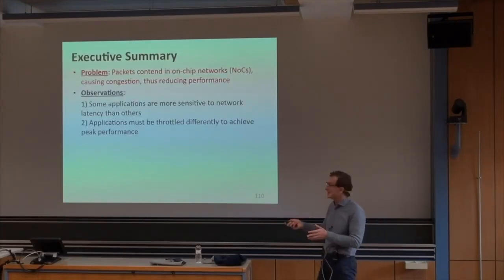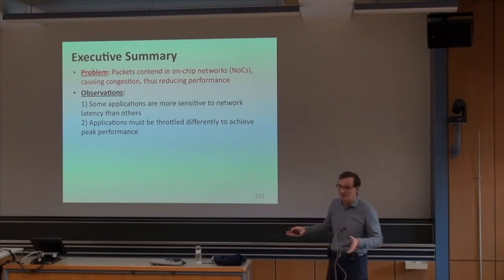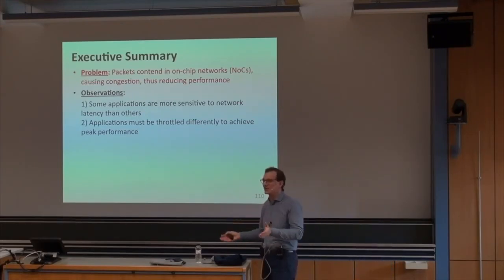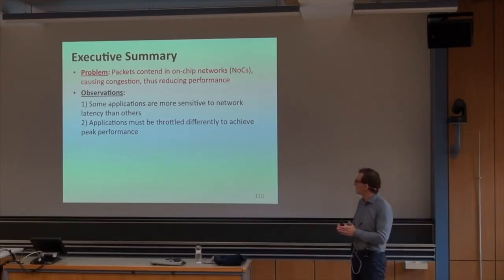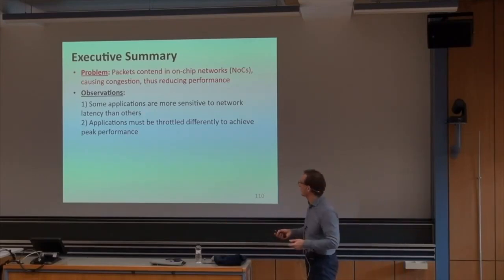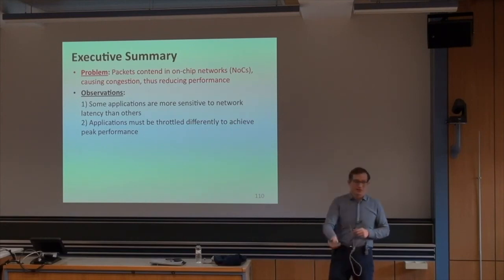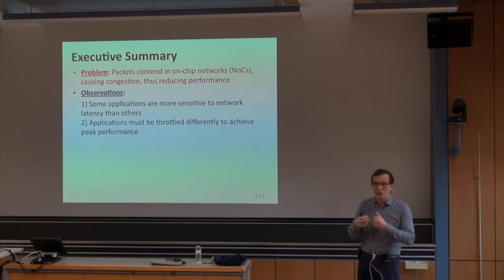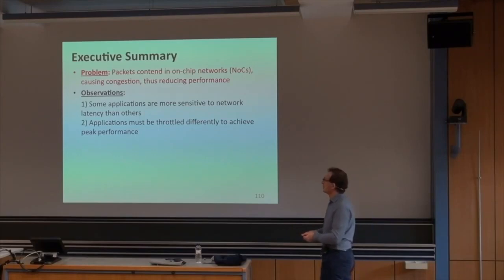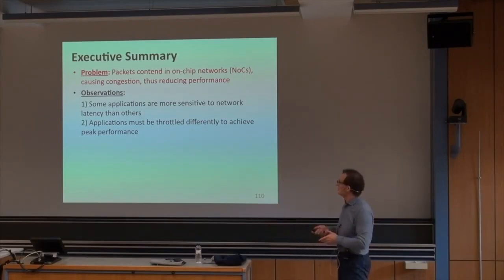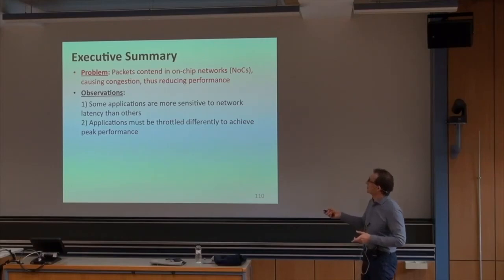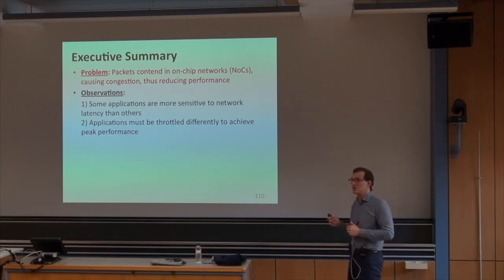As you know very well by now, some applications are more sensitive to network latency than others. It's very similar to memory latency, right? Some applications are latency sensitive in general. Some applications are more bandwidth sensitive. Some applications are not sensitive at all. So this means that if you really want to throttle the load injected into the network, you don't want to be insensitive to the application sensitivities. Meaning that applications should be throttled differently to achieve peak performance and energy efficiency in a network.